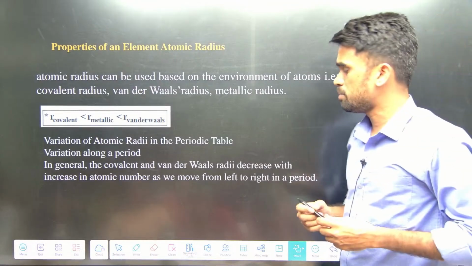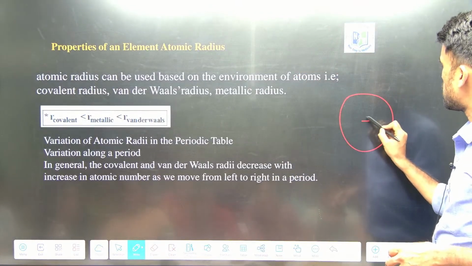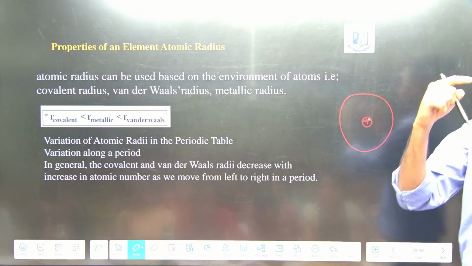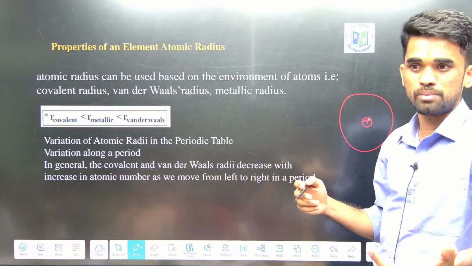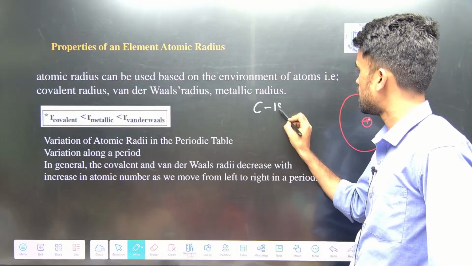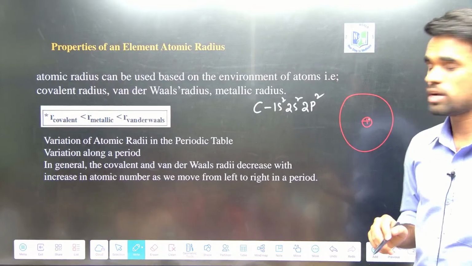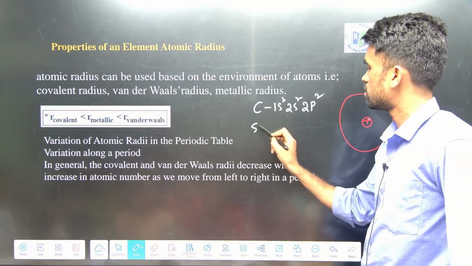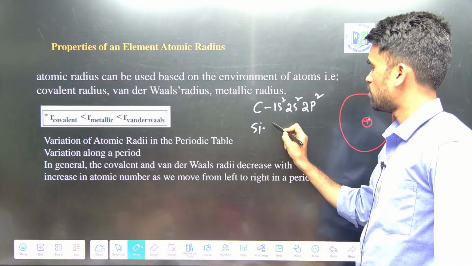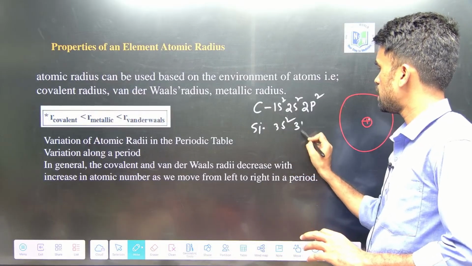So atomic radius means what? If this is an atom, the center part is called nucleus. So from the nucleus, we know elements. Tell me some one or two elements, like carbon. What is the electronic configuration you are writing? 1s2, 2s2, 2p2. Okay, now tell me one more element. If I write silicon, what will you be writing? Fast. 1s2, 2s2, 2p6, 3s2, 3p2 you are writing.